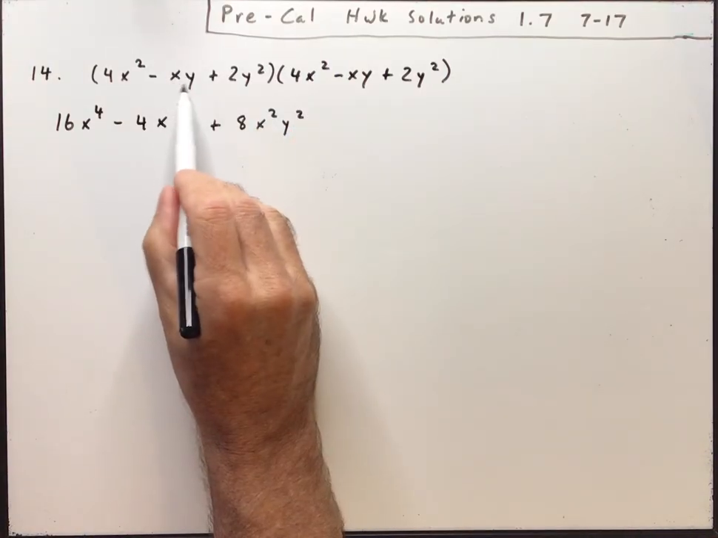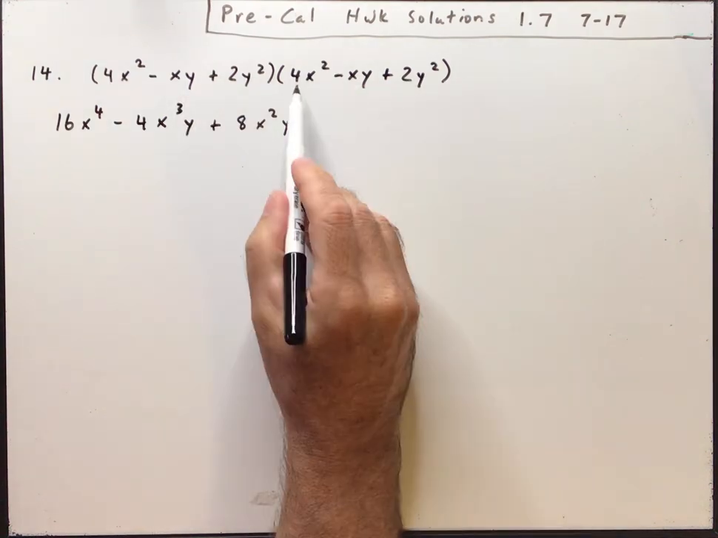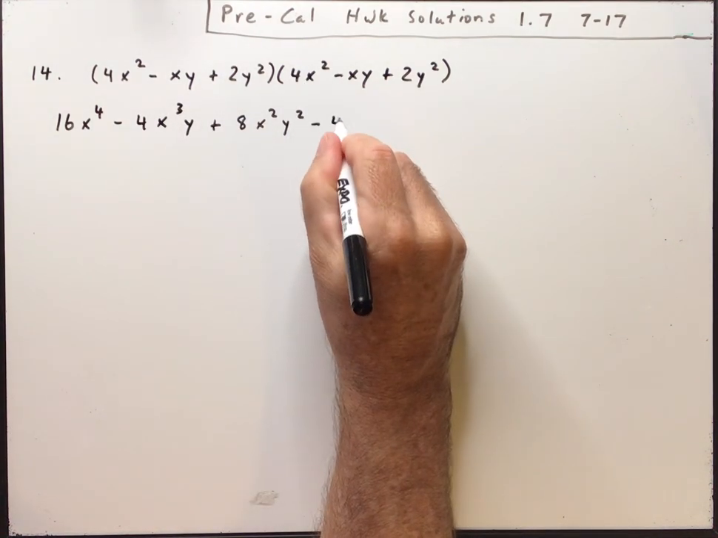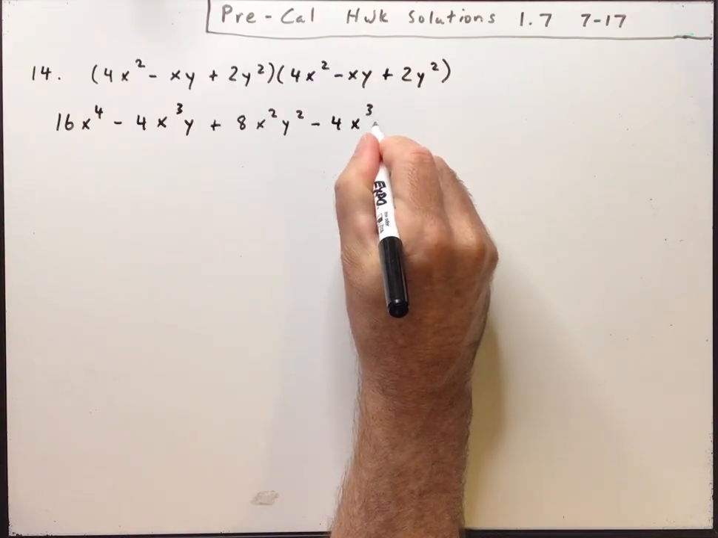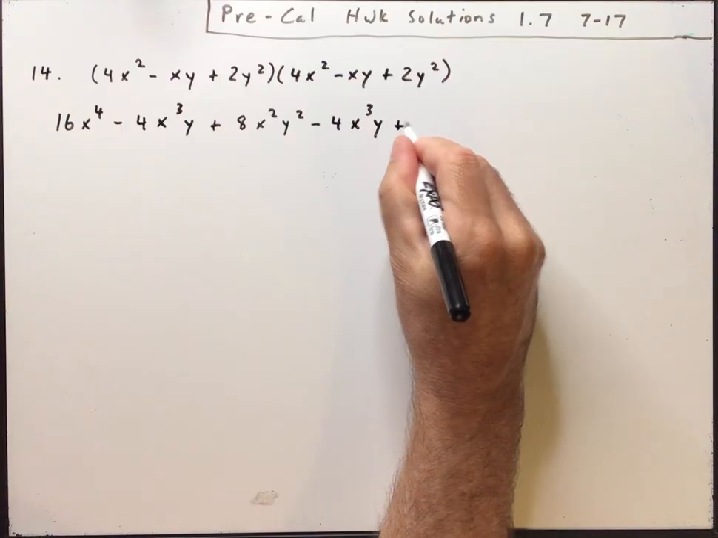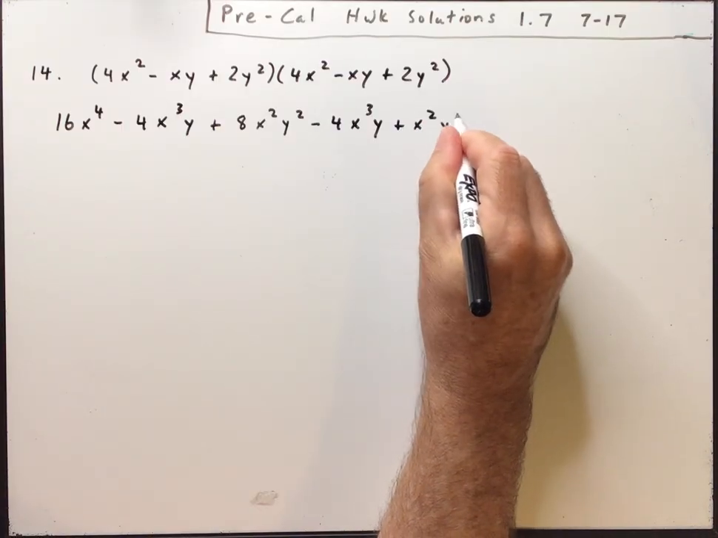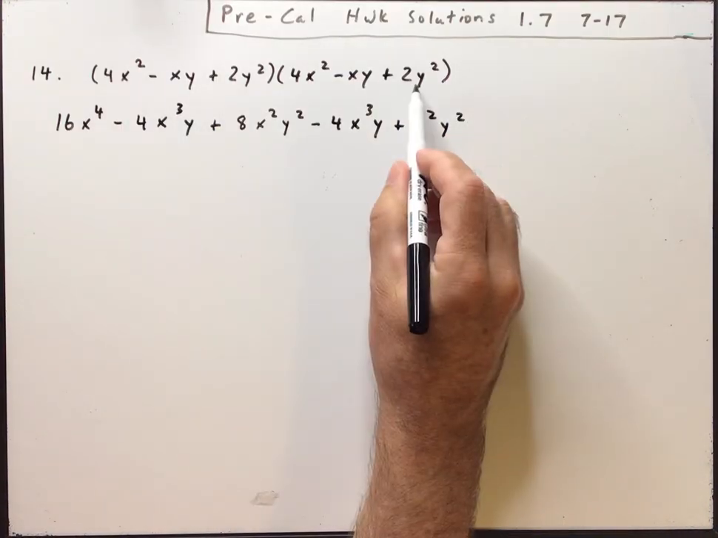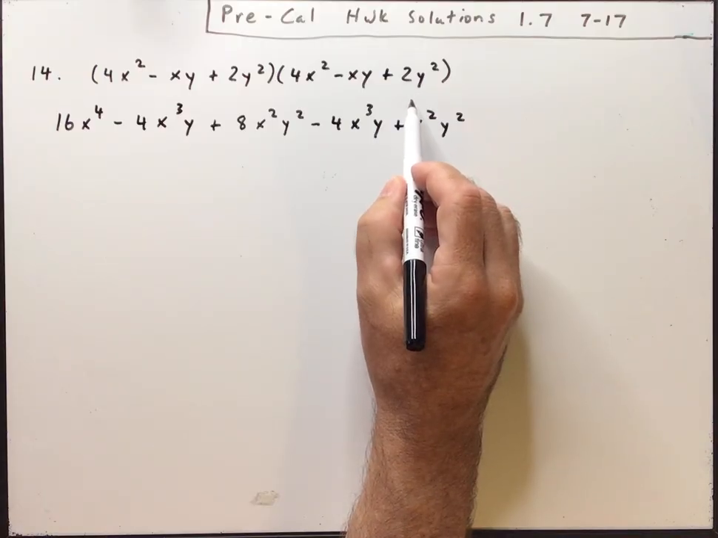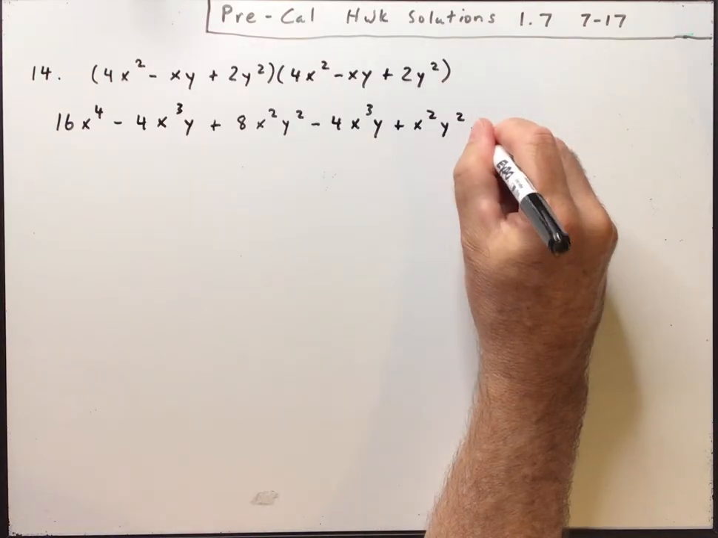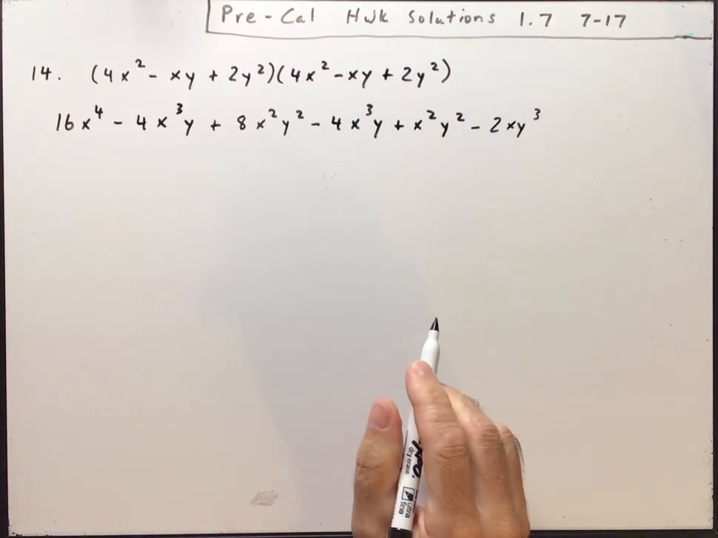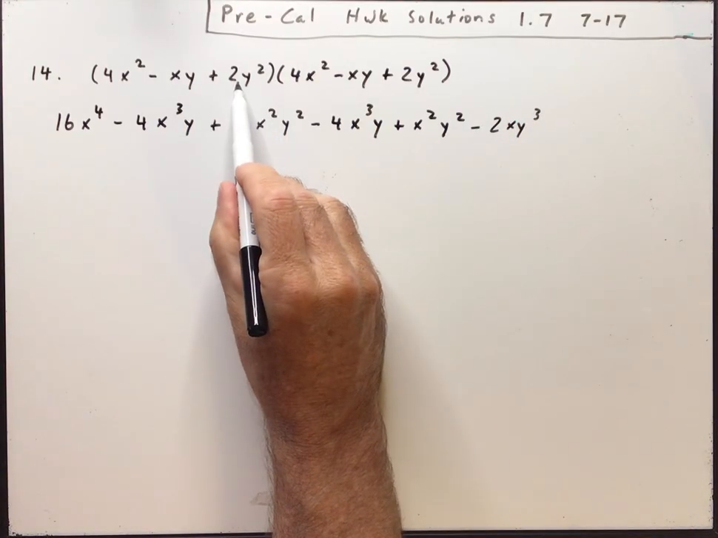Now let's do the middle, xy, times these 3. So minus xy times 4x squared would be minus 4x cubed y. Negative xy times negative xy would be plus x squared y squared. And then negative xy times 2y squared would be minus 2xy cubed. All right, 2/3 done. Now let's do the last term.